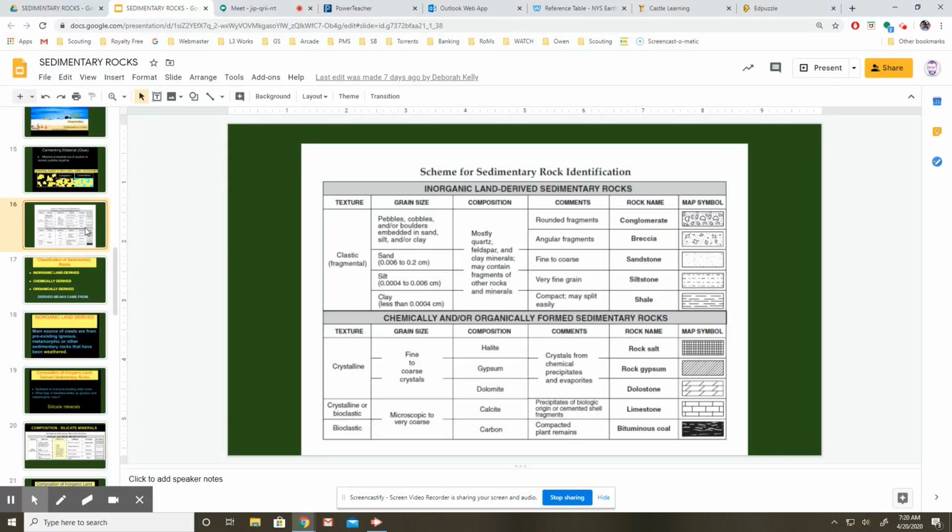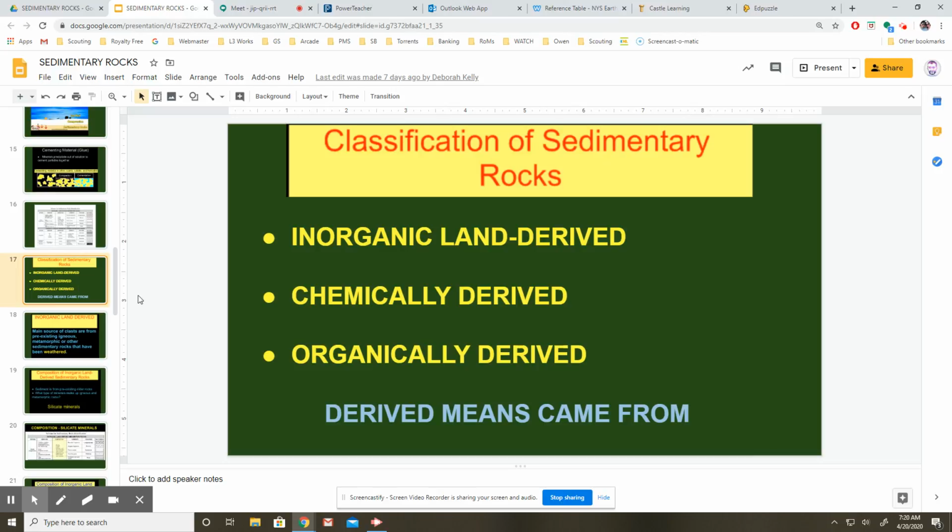So on the Earth Science Reference Table, we're talking about land-derived inorganic sedimentary rocks. All of these are either compacted or cemented together, the top half of the reference table. When we get to the bottom half, we're talking about different processes that form those rocks. We'll get into that in a little bit. So we're talking about the inorganic land-derived sedimentary rocks. It's the first type of rock. Again, we'll talk about chemically and organically derived in just a minute.